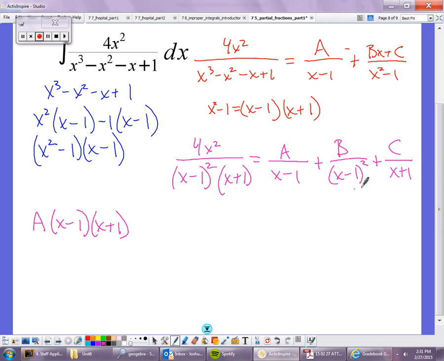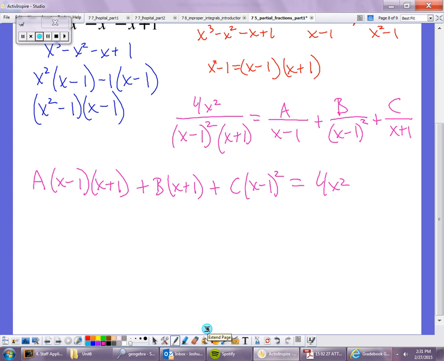What is this fraction missing? It's missing x plus 1, right? Because it's got the two x minus 1s. It's just missing the x plus 1, so that's going to be b times x plus 1. And then the last fraction is missing both x minus 1s, so it's going to be c times x minus 1 squared. And when I multiply that all up and add it up, it's going to come out to 4x squared, which seems like kind of a letdown. It's all right. Now remember, x minus 1 times x plus 1 is just x squared minus 1.